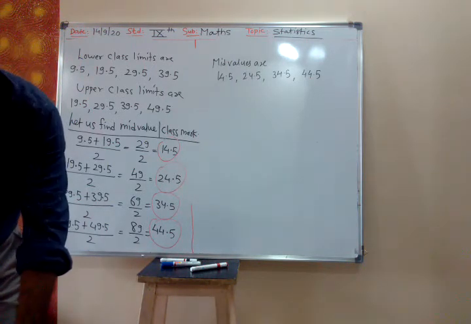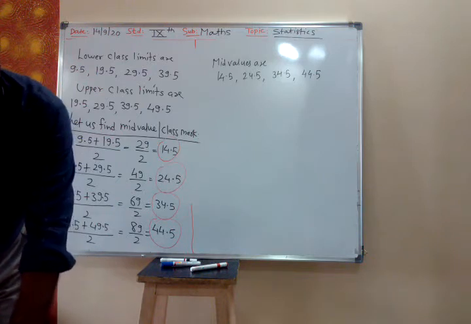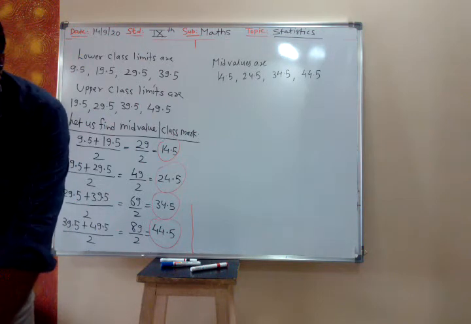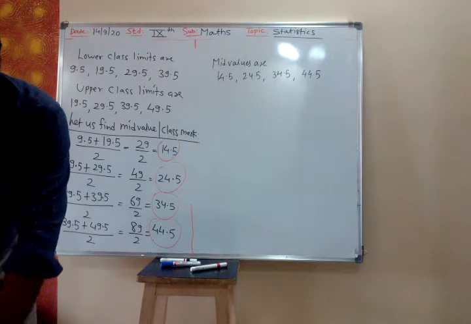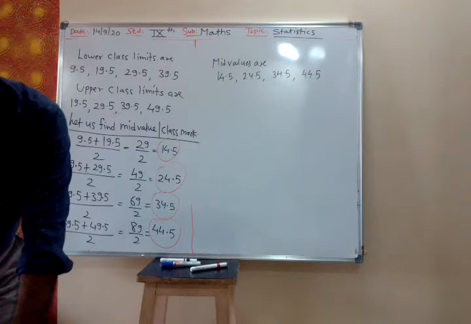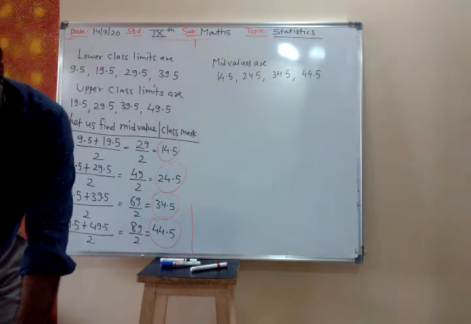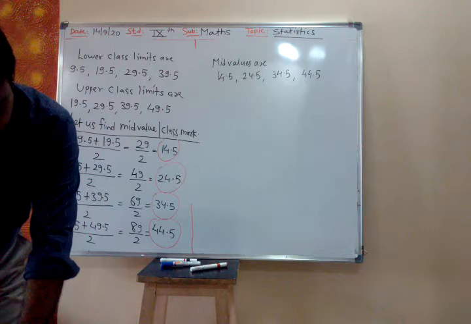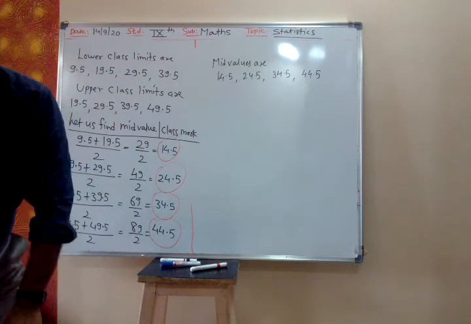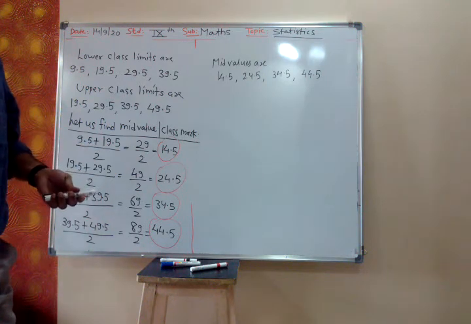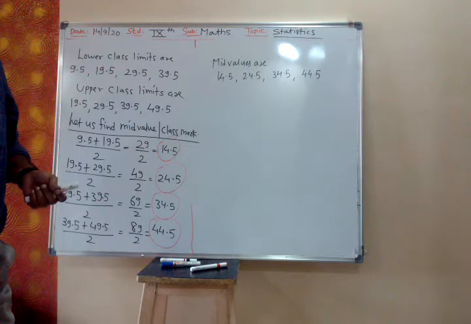Now let us do the 6th and 7th homework. In the 7th also the class interval is not continuous. Are you getting this? The class interval is not continuous, you have to make it continuous. In the 7th, 30 to 34, 35 to 39, there is a difference of 1 between them.